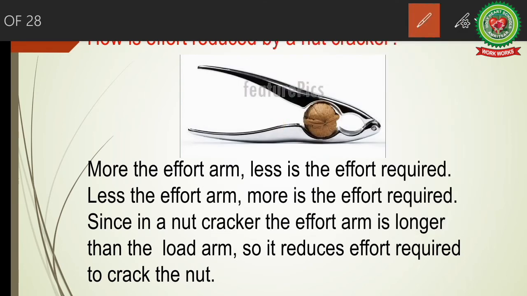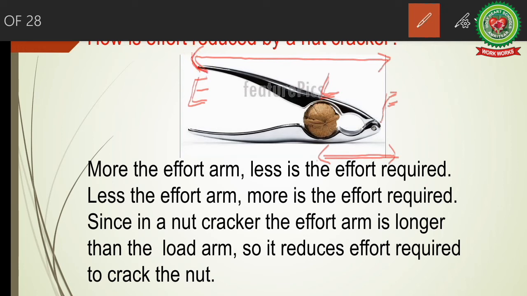As you can see, the fulcrum is at one end of the nutcracker, the load is the nut which is in the center, and the effort is applied at the other end of the nutcracker. As we have studied, the load arm is the distance between the load and fulcrum. This is the load arm, and the effort arm is the distance between the fulcrum and the effort. So this is the effort arm.